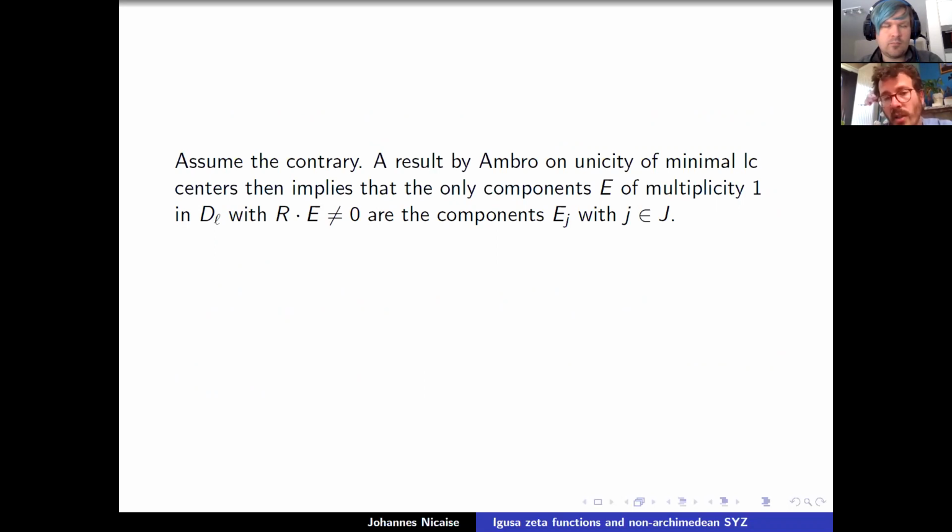But the implication for us is that the only components of multiplicity 1 in the divisor D_L which can have non-zero intersection with R, with our ray, are the components E_j with little j and capital J. And so the other components, either they have multiplicity strictly smaller than 1 in D_L, or they have zero intersection with R.